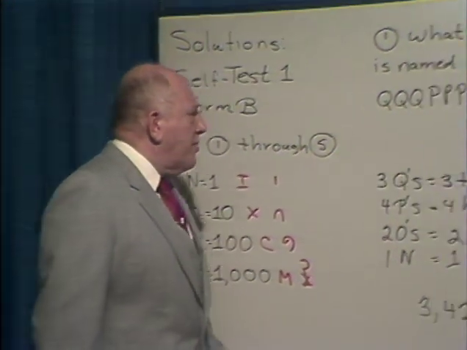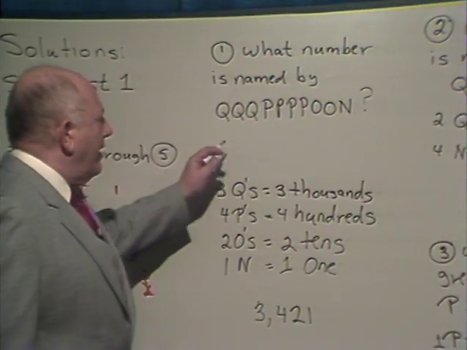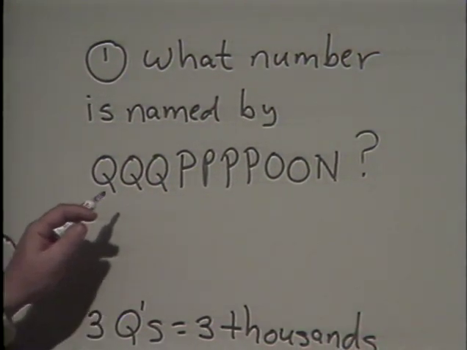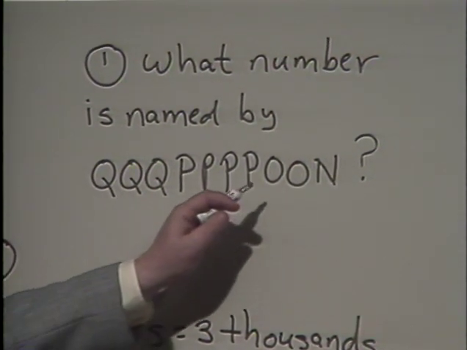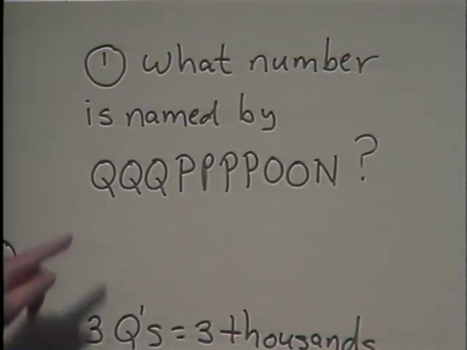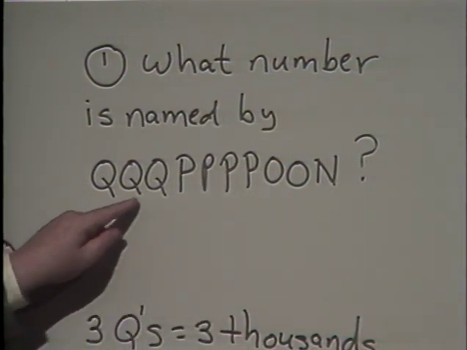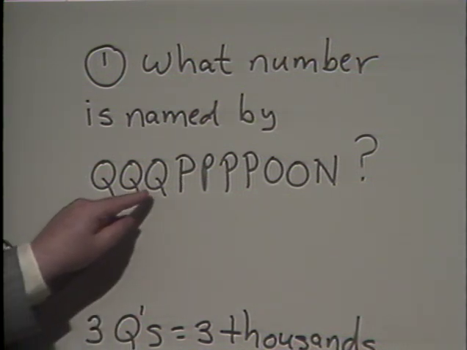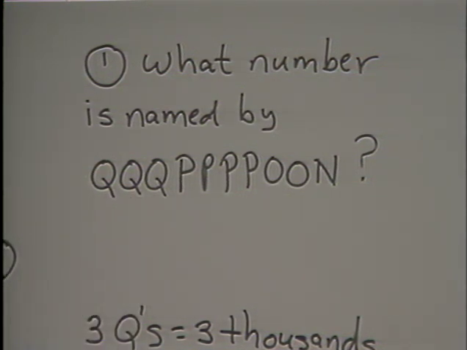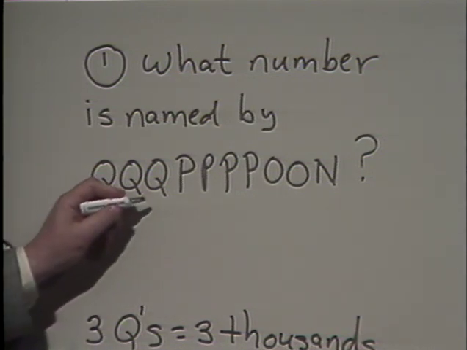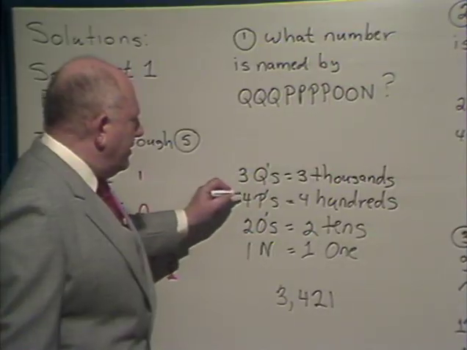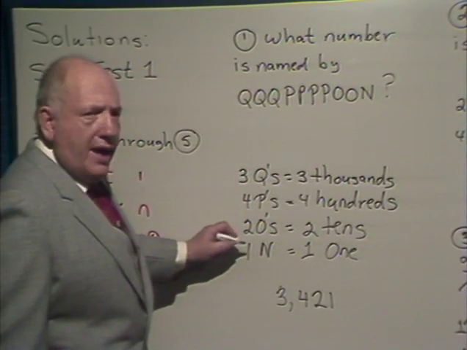So the first problem says, what number is named by, and please don't try to read this. It's not kipupun, it's 3 Q's, 4 P's, 2 O's, and an N. And here's the subtlety here. The letters of the alphabet are your nouns, and the number of times they appear are the adjectives. See, how do you read this? 3 Q's, 4 P's, 2 O's, and an N.